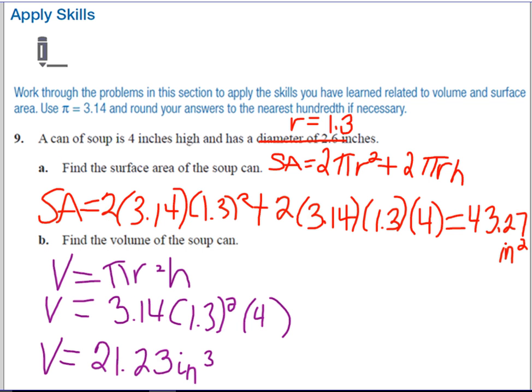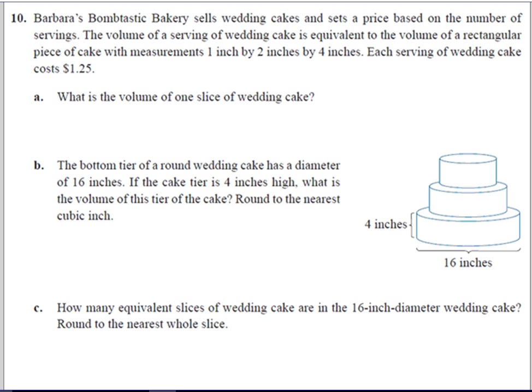Let's move on to our next example. We have Barbara's Bombastic Bakery, and we have wedding cakes. We can see by the picture that the bottom wedding cake is a diameter of 16 and a height of 4 inches. Again, I'm going to go ahead and change that to 8-inch radius for the bottom layer.